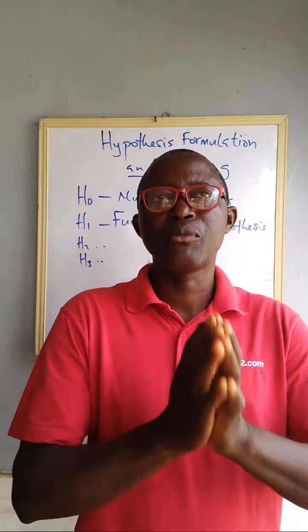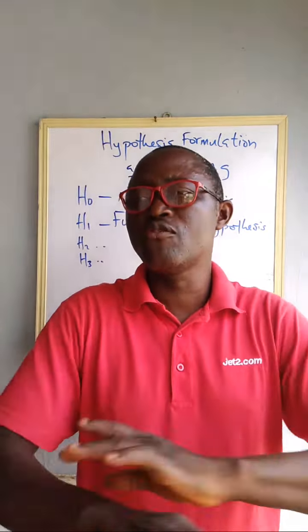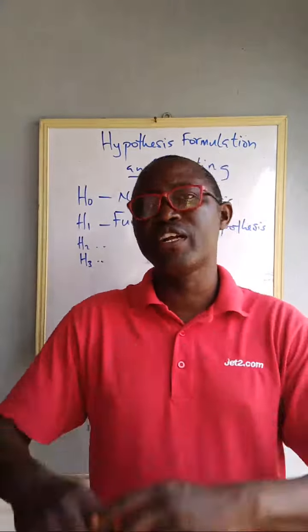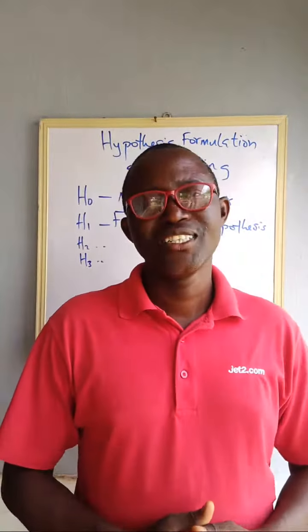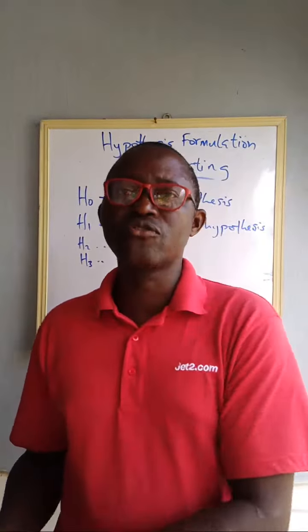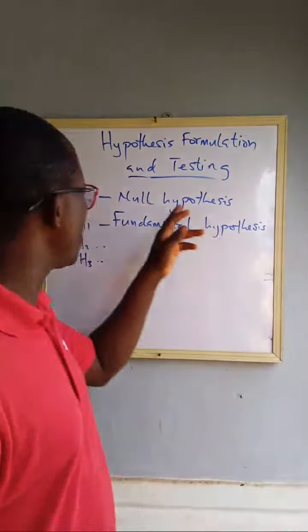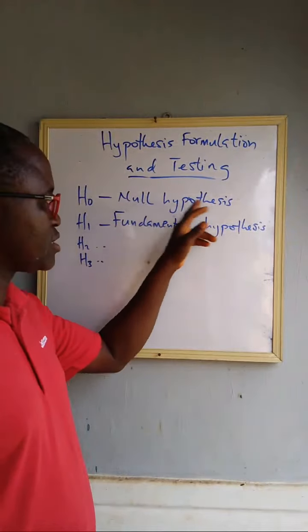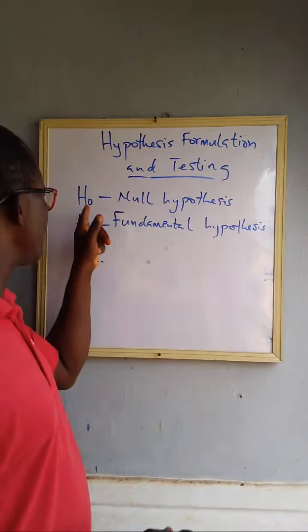You always write your null hypothesis to say that there is no influence, there is no impact between one variable and the other. So there is no effect between this set of variables over the other set of variables. That is what null hypothesis always states. That is the number one here, H0.